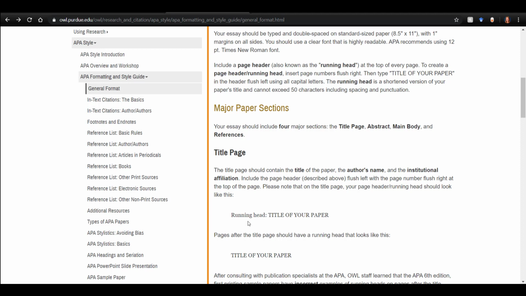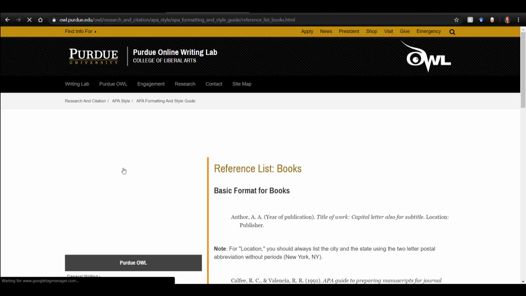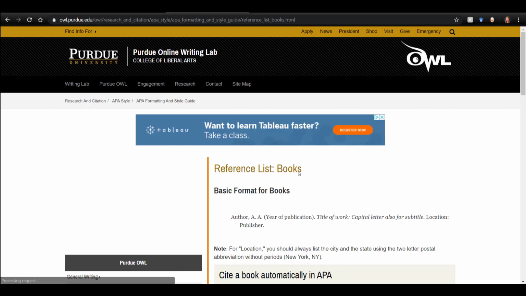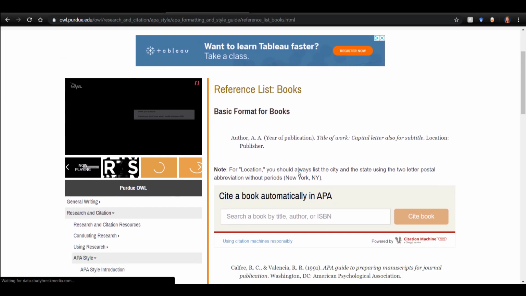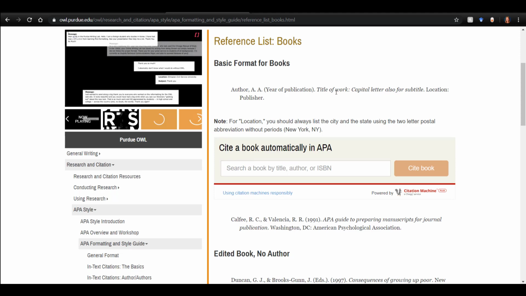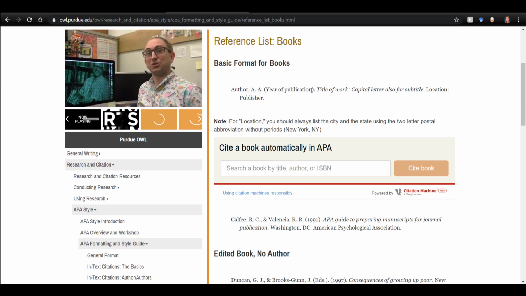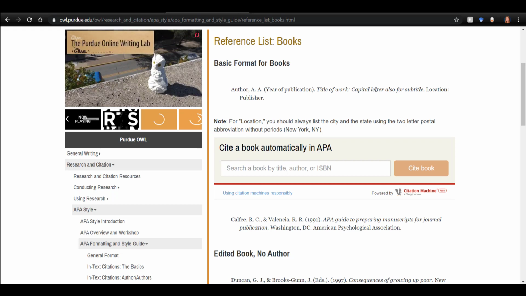Let's take a look at some of the basic examples. Many of you will find yourselves citing books in APA. Let's look at that basic book format in APA. You start with the author's last name, comma, their initials, followed with periods, an open set of parentheses, the year in which the book was published, close parentheses, period, the title of the book.